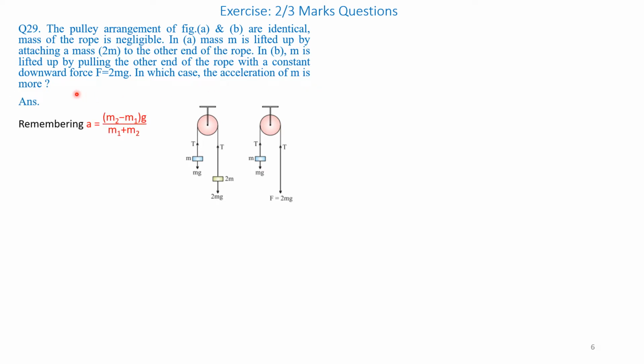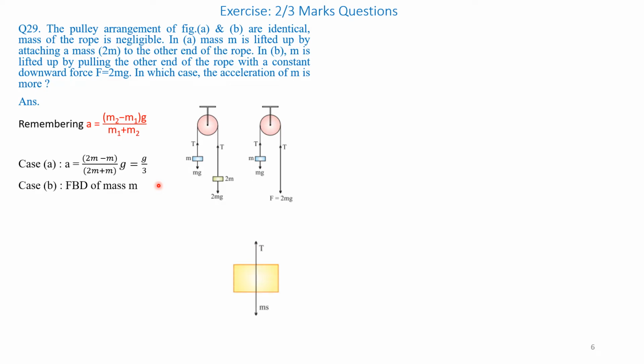Answer. We have to remember the formula which we derived in the previous section. a is equal to (m2 minus m1) into g divided by (m1 plus m2). m1 is the mass on the left hand side and m2 is the mass on the right hand side, g is the acceleration due to gravity and a is the acceleration. Substituting m1 equal to m and m2 equal to 2m, we get a is equal to (2m minus m) divided by (m plus 2m) into g, that is equal to g by 3. So in the first case, the acceleration is g by 3.